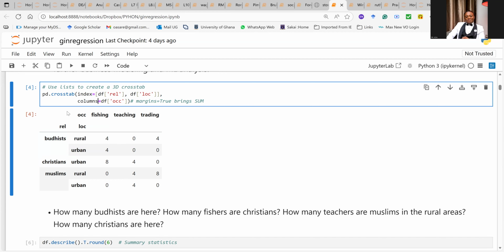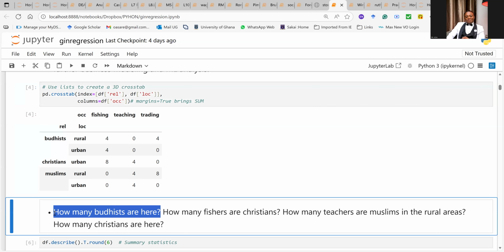I can take this one in an exam. In your assignment, I will ask you to run it. But in your exams, I will run this and rather give you that. When I give you this, I will ask you some questions. These are some of the questions I'll ask. So look at this and let's discuss. How many Buddhists are here? Who can tell us? Looking at the information, how many Buddhists are here? Raise your hand and tell me.